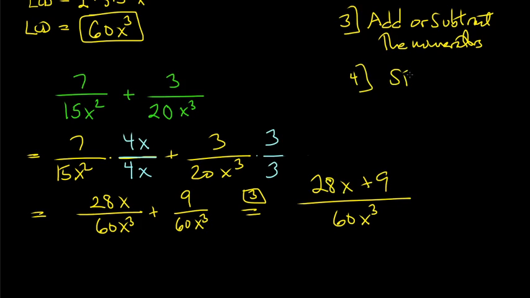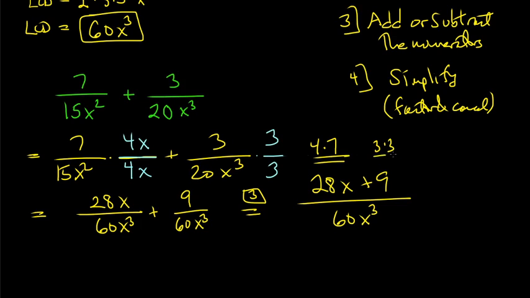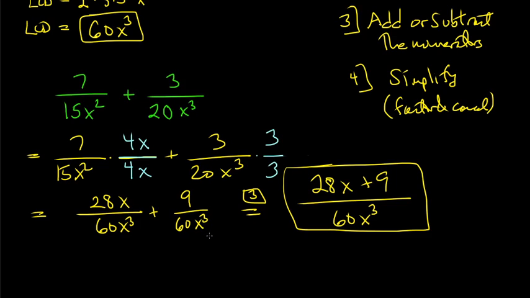And then step 4 is to simplify. Simplify just means the usual factor and cancel. So can we factor the numerator? Well, let's see, 28 is 4 times 7, 9 is 3 times 3. They have nothing in common. So we can factor, but there's nothing we can factor out of the 28 and the 9. So essentially the numerator is prime. And we could factor the denominator, but there's no point in that. This has to be our answer.